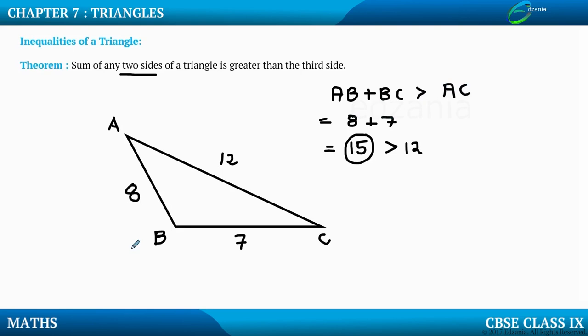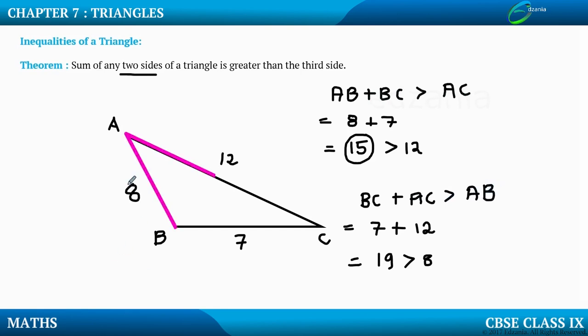You can select any two sides simultaneously. Say for example, I select BC and AC. So if I do BC plus AC, how much is BC plus AC going to give me? It is going to give me 7 plus 12. 7 plus 12 is going to give me 19. And this will be greater than the third side. You can check. This 19 is greater than the third side, that is AB, which is 8. So we can say that BC plus AC is greater than 8, that is greater than AB.